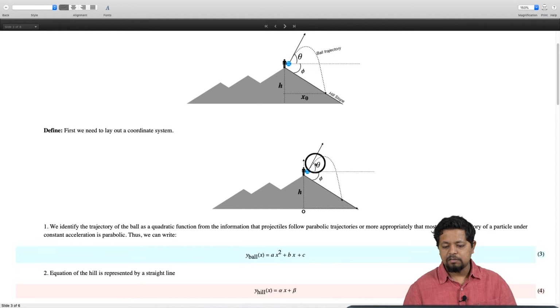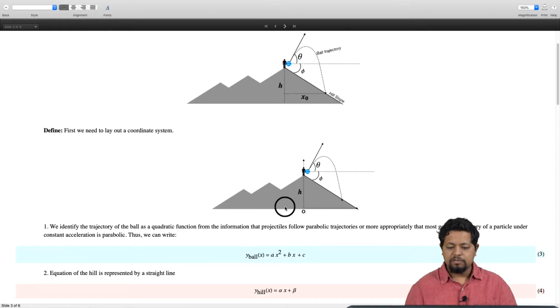As the man throws the ball, it may so happen that the ball lands somewhere away from the hill, and then there is no solution. So we have to find out the condition for which we will get a solution. That means we have to find out the relationship between the angles theta, phi, and the height h, so that the ball hits somewhere down the hill.